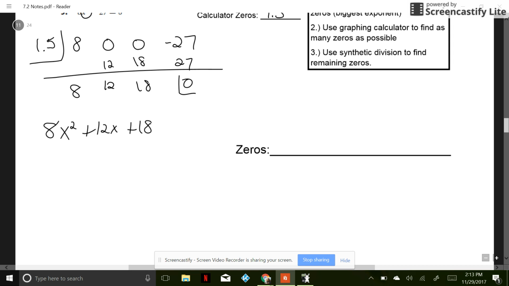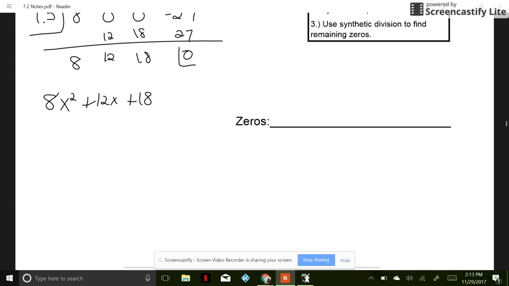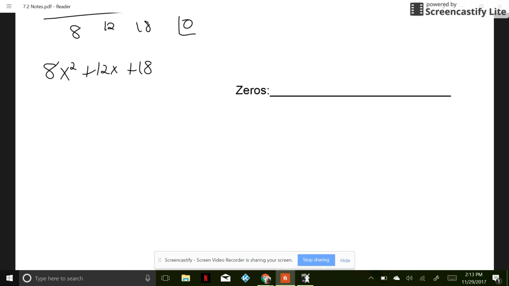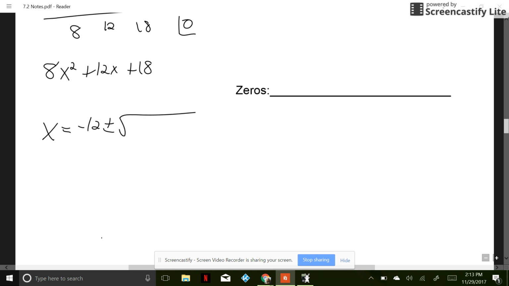Now, since these don't appear at all on our graph, we should know that they're going to give us imaginary solutions. So our best bet here would be to use the quadratic formula. So we'll set it up, x equals negative b plus or minus the square root of b squared, which is 144, minus 4a, which is 8, c, which is 18, all over 2a, which is 16.